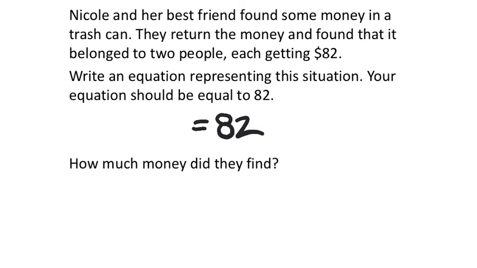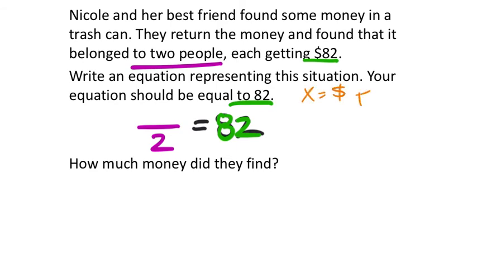So yeah, it has to equal 82, so there we go. We've made it equal 82. We just got to figure out what the other expression is that we're comparing with 82. Remember, equal signs are comparison of values. So what happened here? They returned the money and found that it belonged to 2 people. Both of them got the 82. So that means after they split it with 2 people, that's divide by 2. So what was divided by 2? However much they found. And that's what we don't know right now. So right here, I'm going to say x, that's the amount of money that was found.